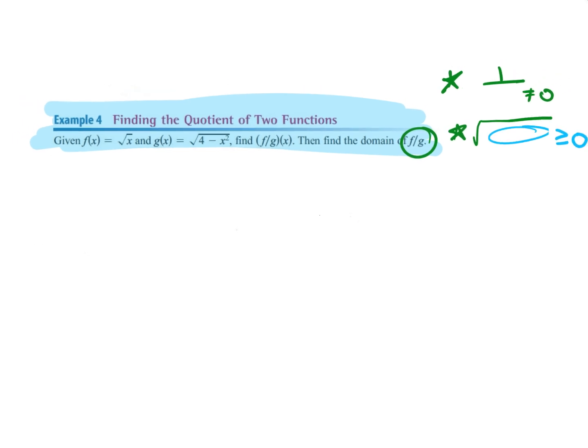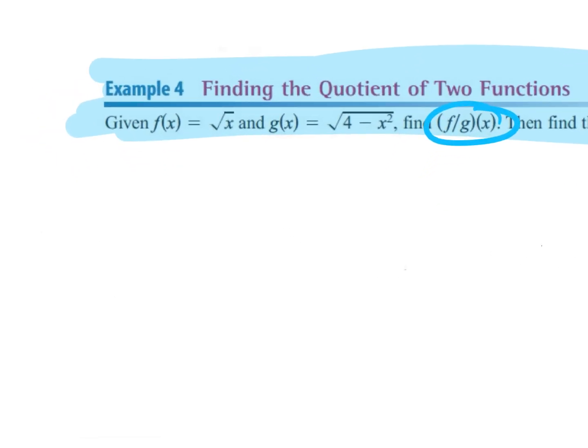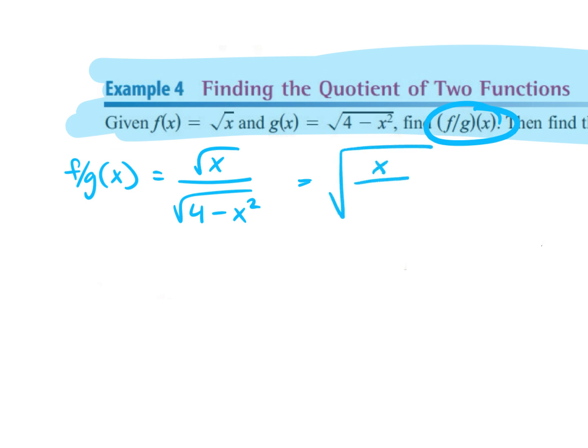So it gives us f and g, and it asks for f divided by g. So I'm going to start by putting f on top. So f over g of x would be the square root of x over the square root of 4 minus x squared. We can simplify this. When we have a square root on the top and on the bottom, it would be the square root of x over 4 minus x squared. This would be our function. This is f divided by g of x.